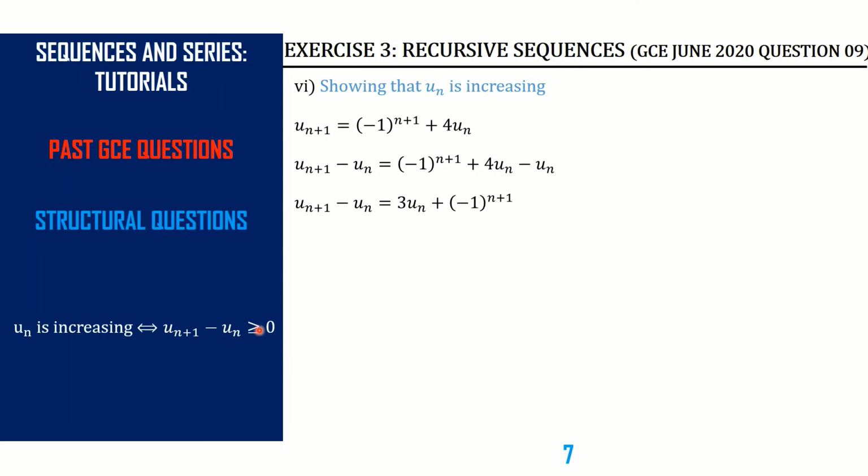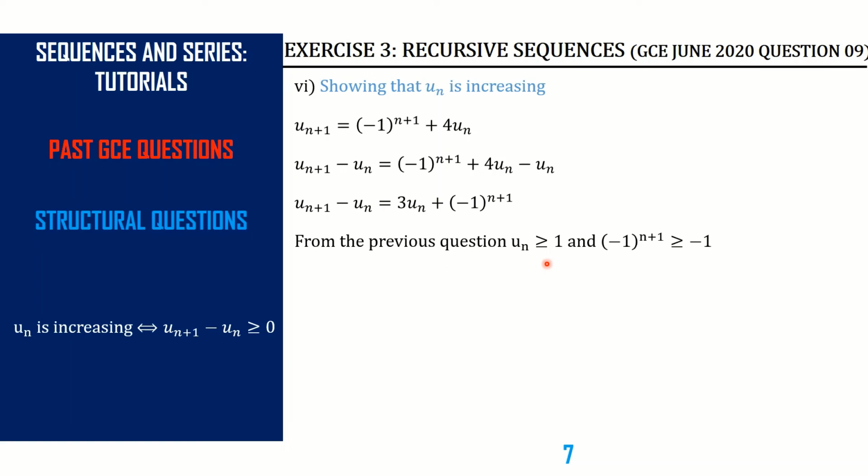So we need to introduce this inequality. Alright, so since our u of n plus 1 minus u of n is equal to 3u of n plus negative 1 raised to the power n plus 1, now we need to introduce some inequality so that we should get an inequality here, no more an equality.